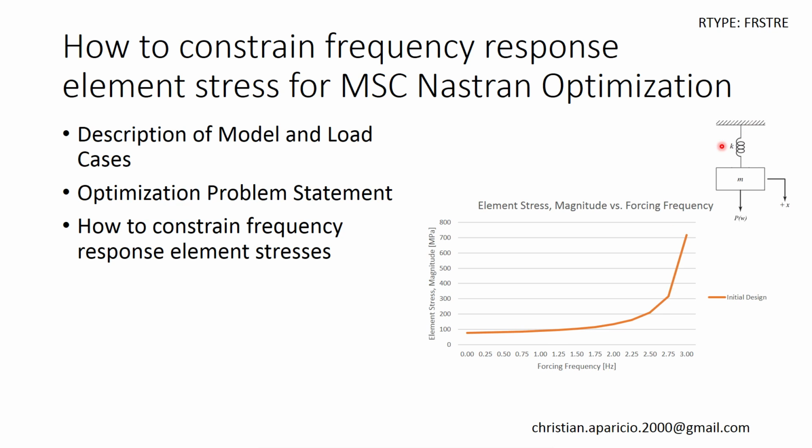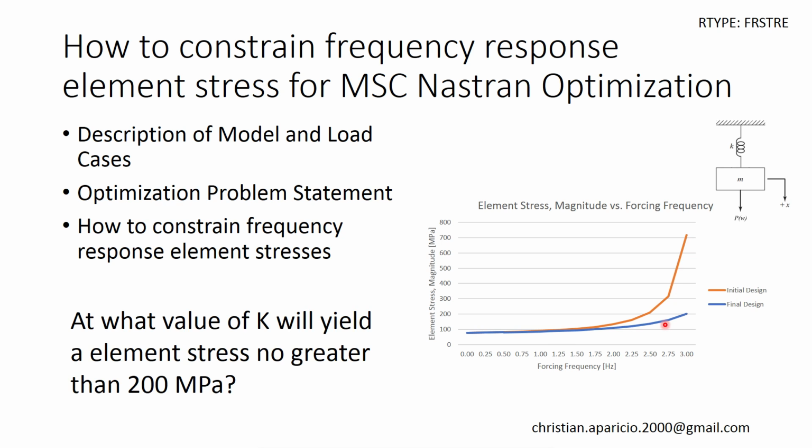And I know that massless springs usually don't have a stress associated. I used an option in MSC Nastran to apply, how do I describe this? Sort of a fabricated stress, if you will, that yields a quantity I can use for design purposes. So here in orange is what the stress plot looks like for our initial design. You can see that our highest stress in the spring is actually at a forcing frequency value of 3 Hertz. What I want to do is find a value for the spring that yields maximum element stress of 200 megapascals.